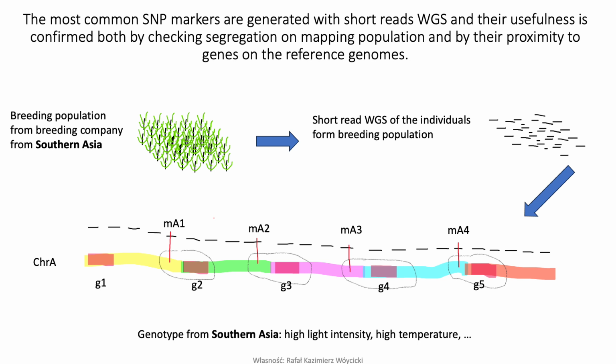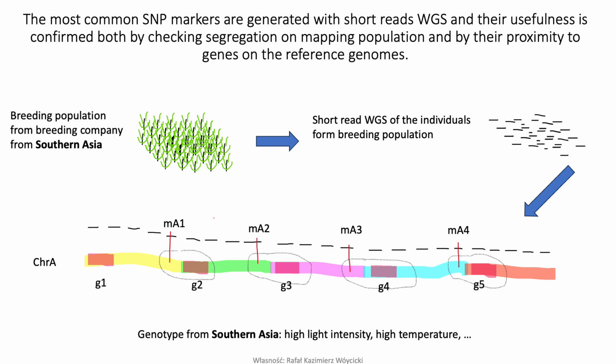And then what are the implications? The most common SNP markers are generated with short-read whole genome sequencing, and their usefulness is confirmed both by checking segregation on a mapping population and by their proximity to genes on the reference genomes. So, for example, we have a breeding population from a breeding company from Southern Asia, and this company is using a reference genome already sequenced from a genotype from Southern Asia.